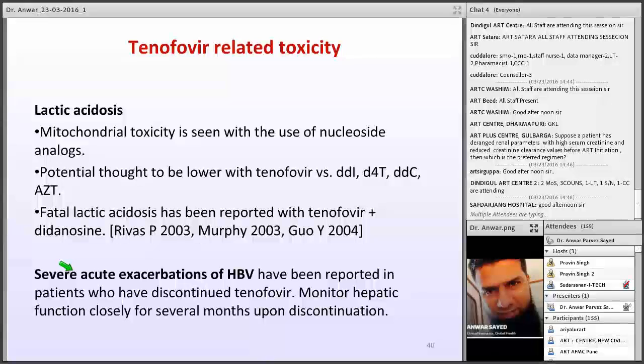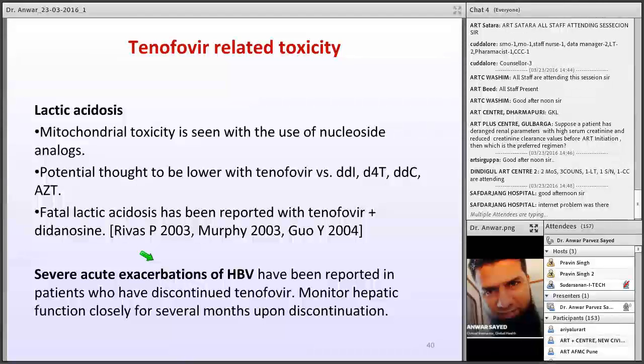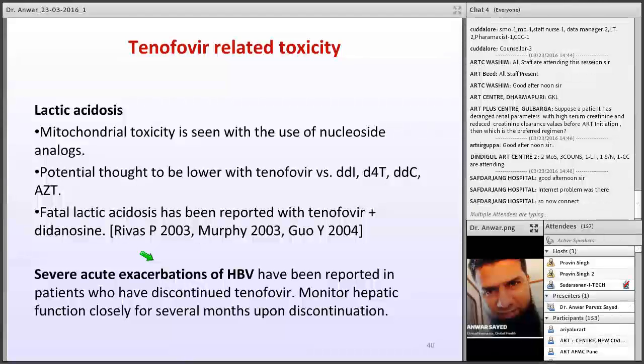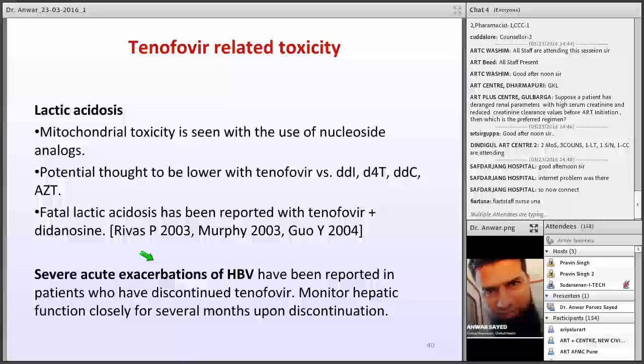Then severe exacerbations of hepatitis B virus have been reported in patients who have discontinued tenofovir, and that is the reason we need to monitor the hepatic functions closely for several months upon discontinuation of therapy.